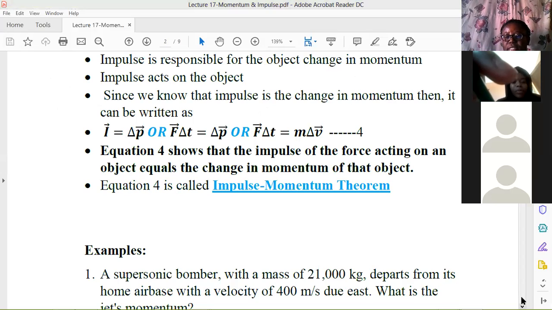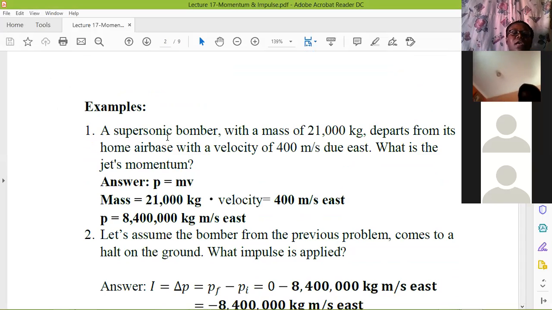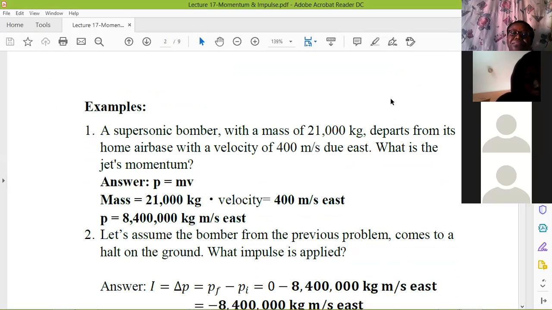Okay, so an example here. It says a supersonic bomber with a mass of 21,000 kilograms departs from its home airbase with a velocity of 400 meters per second in the east direction. What is the jet's momentum?